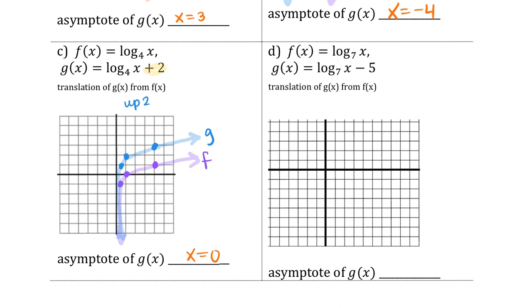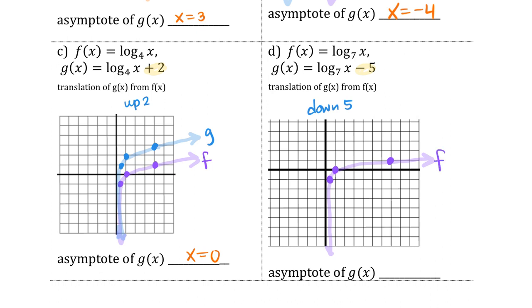Okay, one more. D, f of x equals log base 7 of x. G of x is log base 7 of x, and then we're subtracting 5 from the parent function. So this is going to go down 5. Okay, I'm going to graph f first. Base 7, so 1, 2, 3, 4, 5, 6, 7, 1. Okay, x-intercept is 1, 0. 1/7 should be negative 1. Okay, I'm going to draw in. It goes down over here. Goes towards this point, that's f.